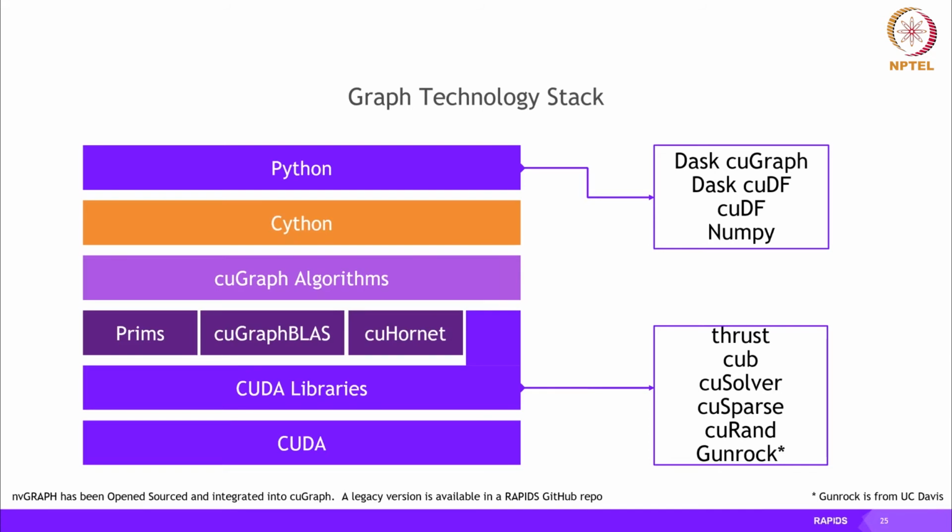Same thing like we saw for cuML, the same stack exists. At the lower level, you have the CUDA architecture, you have the CUDA libraries, which are primarily C++ libraries. And then there are Dask-based or cuDF-based extensions for the graph, which finally use Python to call the C++ APIs that we have.